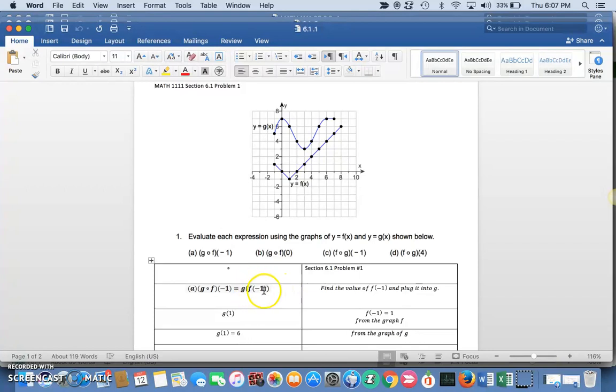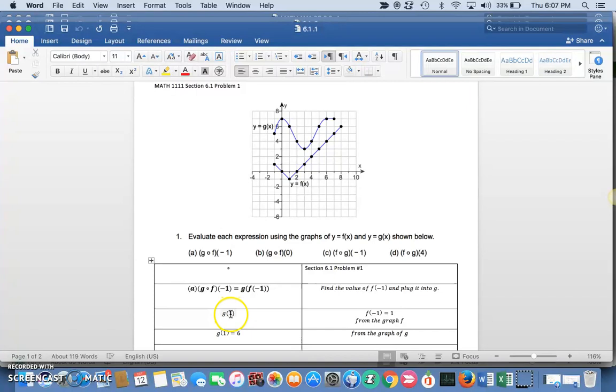First thing I'm going to do is find f of -1. I go to the graph where x is -1 and I move till I hit the f graph. I hit the f graph at y equals 1. So I replace the f of -1 with a 1. And that's just reading from the graph.